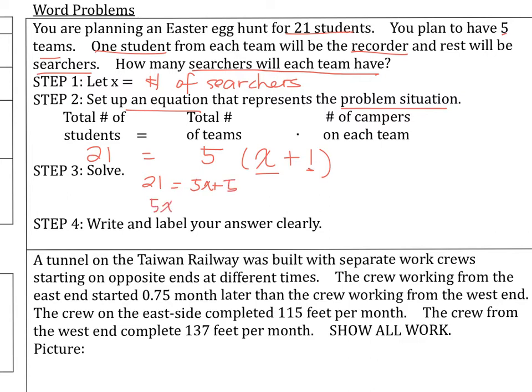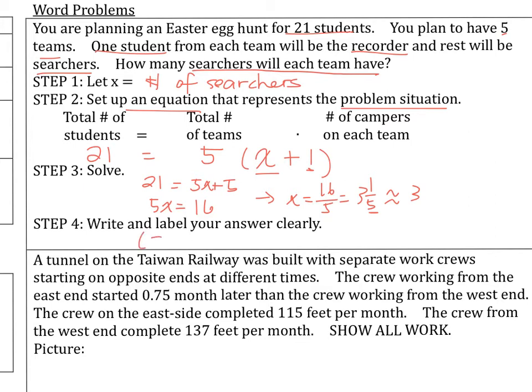5x equals 16. x equals 16/5, which equals 3 1/5. Okay, so I cannot have half a searcher, so I'm going to round this to 3 searchers. So I'm going to analyze my situation here.